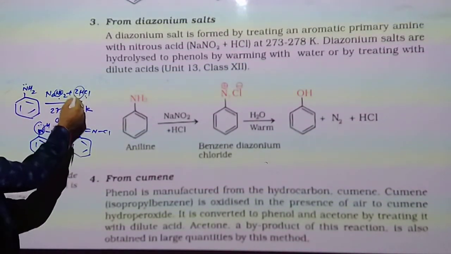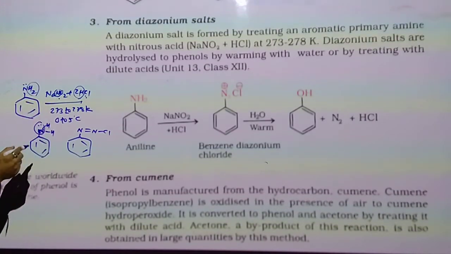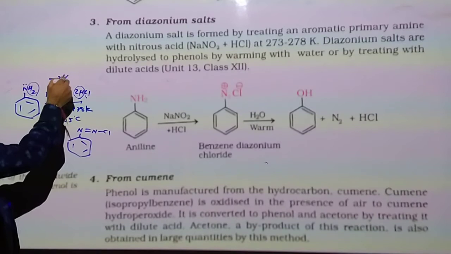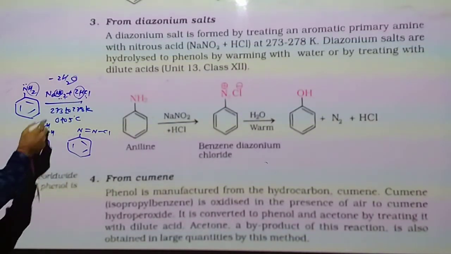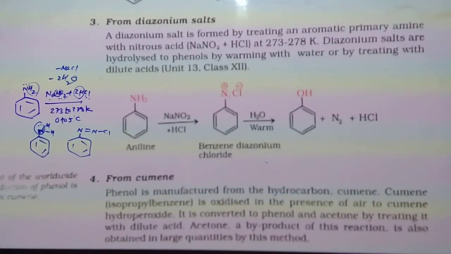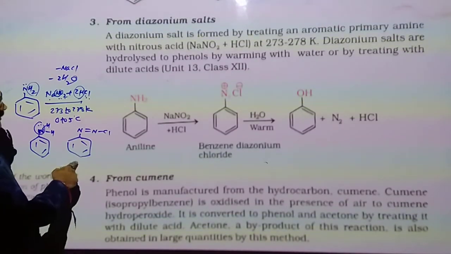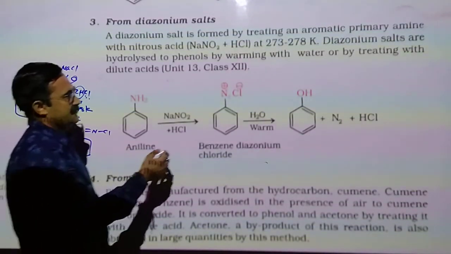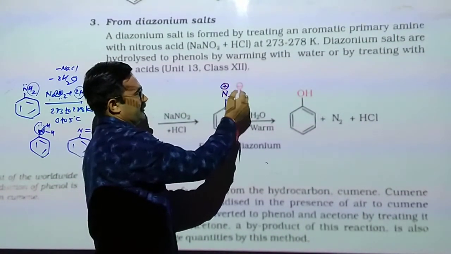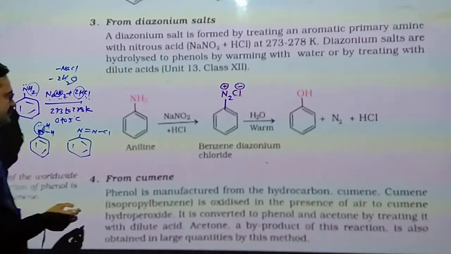Now total remaining hydrogen 2 and 2, 4, and 2 oxygen. So it removes 2 H2O. 1 chlorine and 1 sodium remaining, removes as NaCl. So this is benzene diazonium salt. In return, we take it like this: N2 plus and Cl minus.